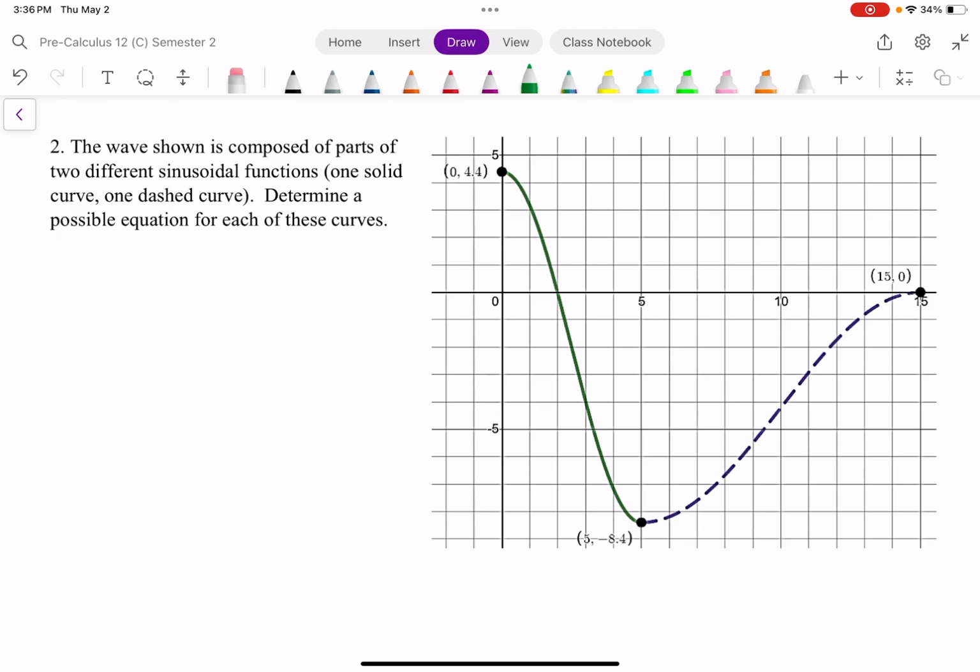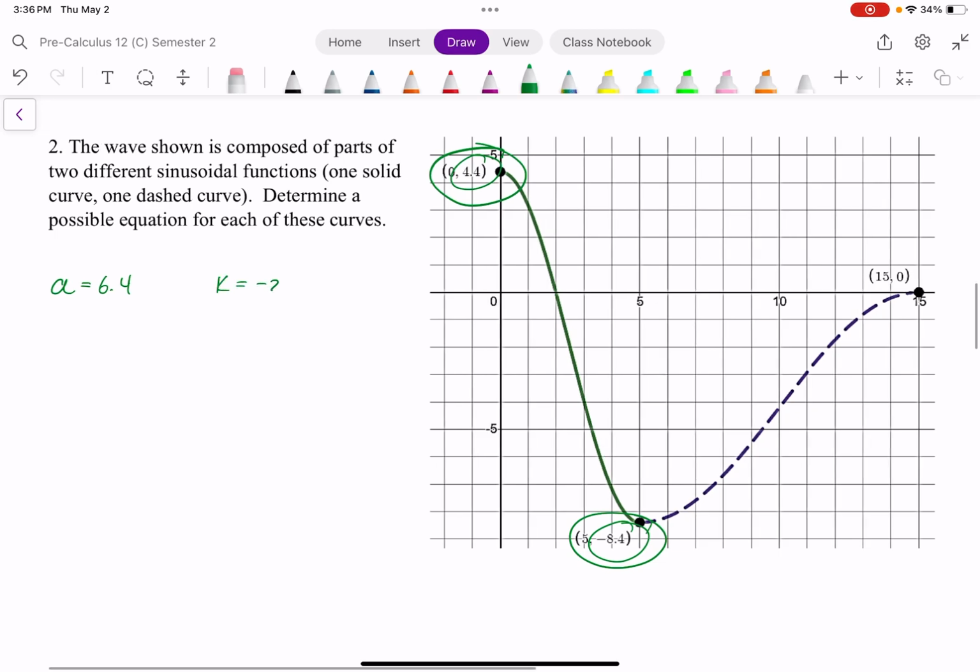the amplitude, which is halfway from 4.4 to negative 8.4. And so that amplitude is 6.4. And the center line is halfway between 4.4 and negative 8.4. And the center line is negative 2. And then the amplitude is a distance from the center line to the top or the bottom. Either way, I get an amplitude of 6.4 and a center line of negative 2.